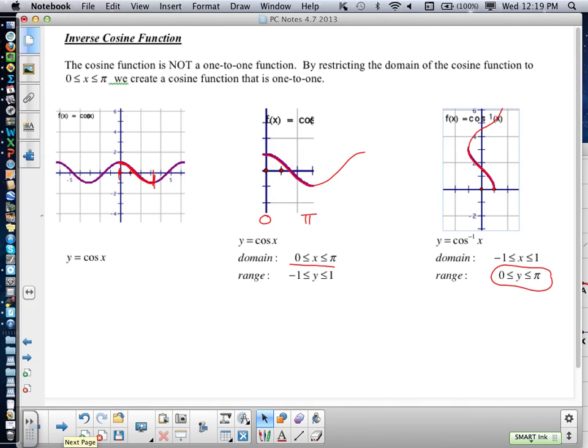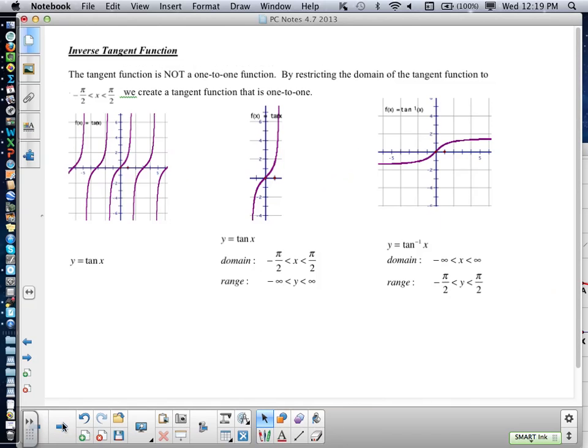Okay, let me show you the tangent inverse, and some of you got this far in the exploration. With the tangent inverse, it was a little bit easier.